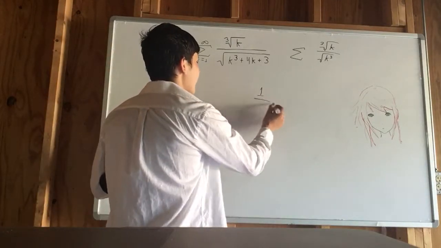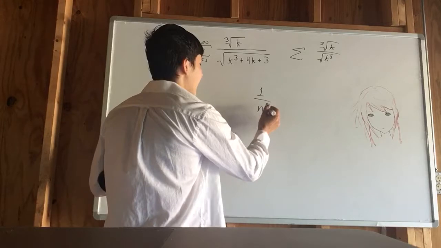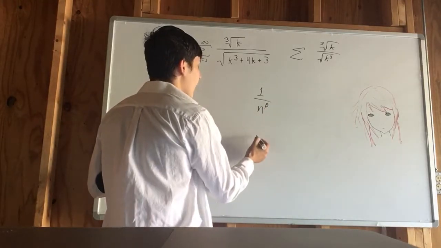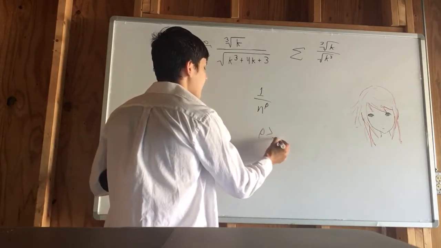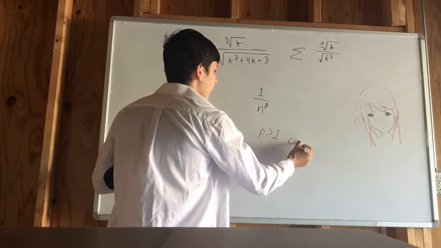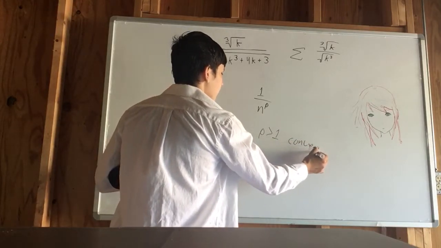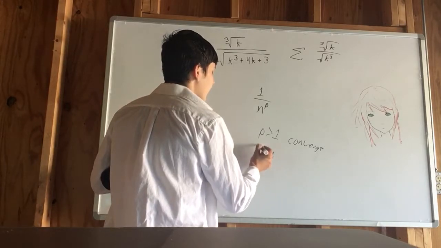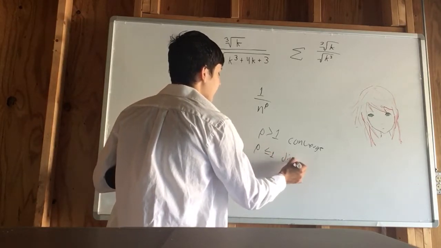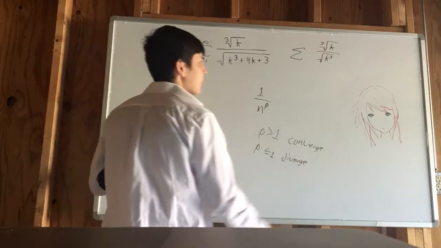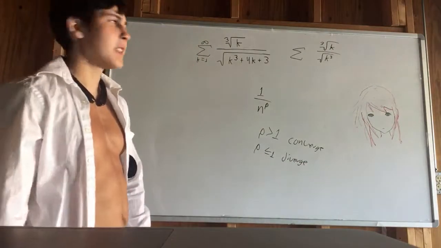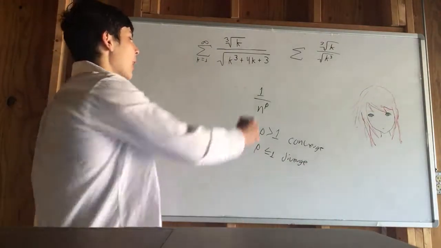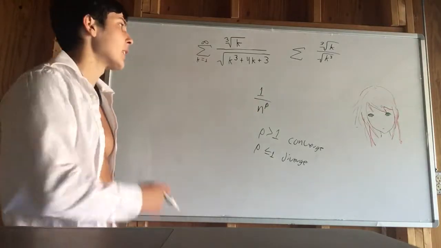We know that a p-series is of this form, and if p is greater than 1, then this is going to converge. If it is less than or equal to 1, then it's going to diverge. So we know that about a p-series. So let's try to get that into a p-series sort of format.